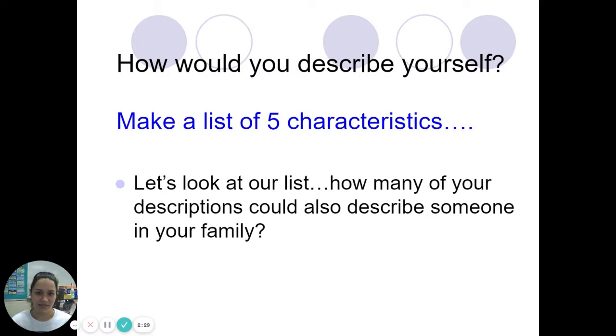So with my list of 5 characteristics, it's asking us how many of your characteristics could also describe someone in your family. So for me, my list of 5 characteristics, I said I am patient, I have brown hair, brown eyes, curly hair, and then smaller teeth. Now, for those things that I listed, I can tell you which of my parents I share those traits with. So the patience, I share that with my dad. My dad is a very, very patient person.